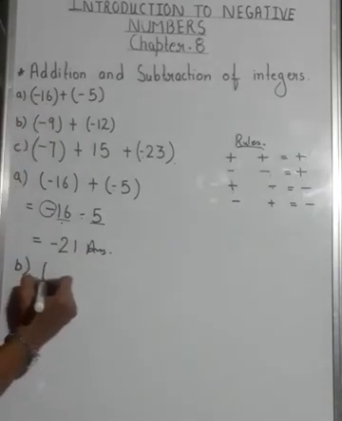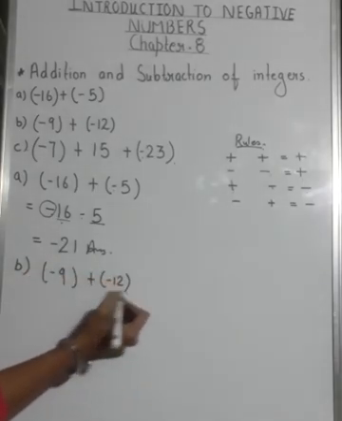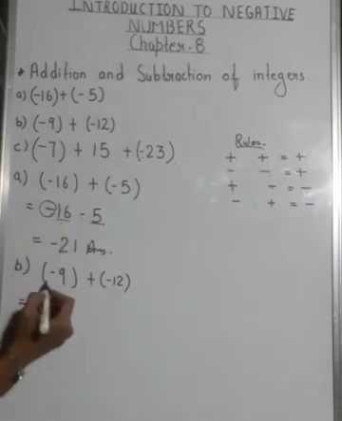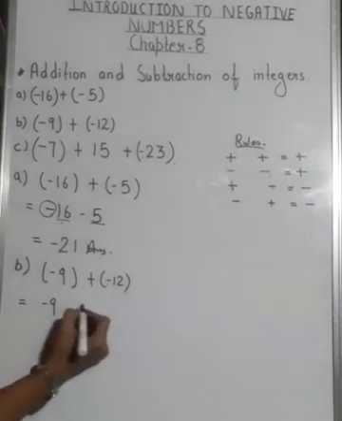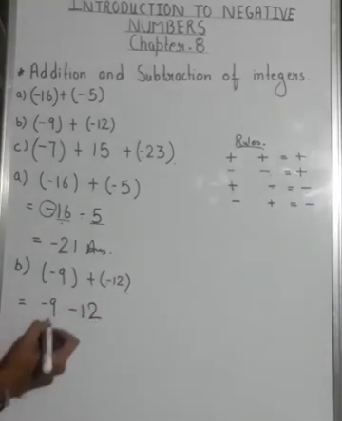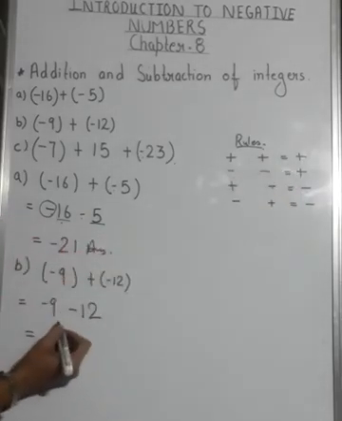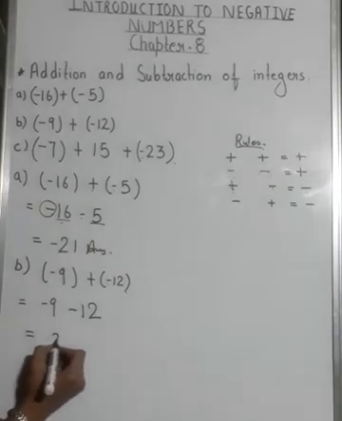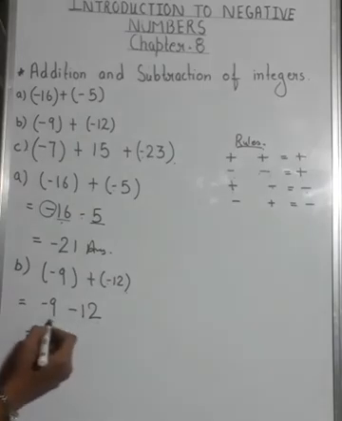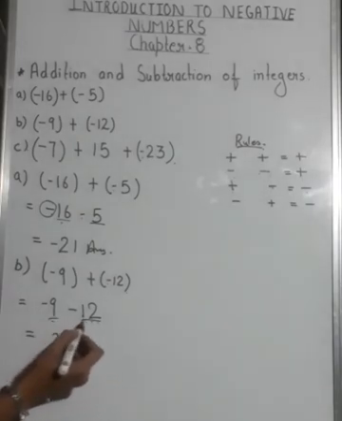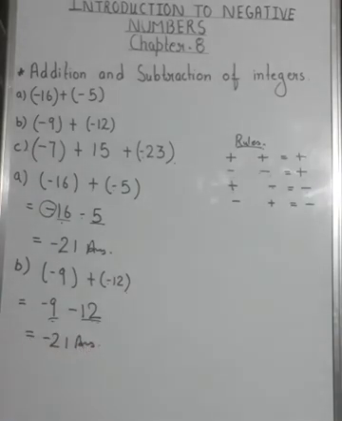Question number B, that is your minus 9 plus minus 12. Okay. Similarly, as we have done this one, you will write minus 9 as it is, plus minus 12. Okay. Now minus minus minus minus plus. So 12 plus 9 will be 21. Okay. And which is the greatest among them? 9 is greater or 12 is greater? 12 is greater. And what is the sign before 12? Minus. So this will be minus 21. And this will be your answer.